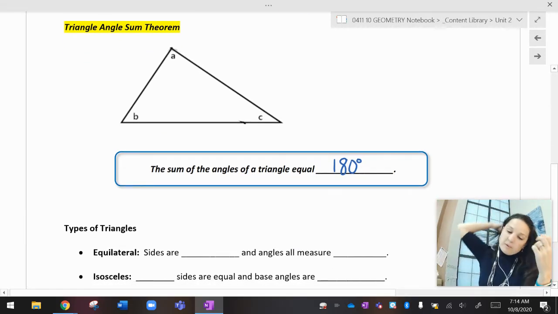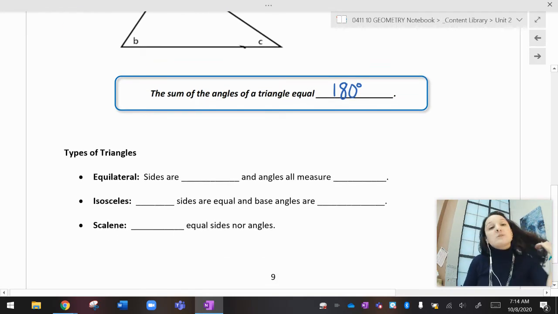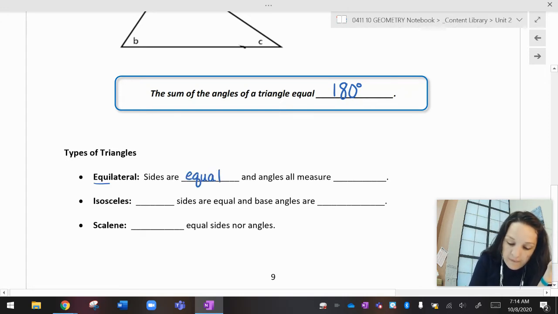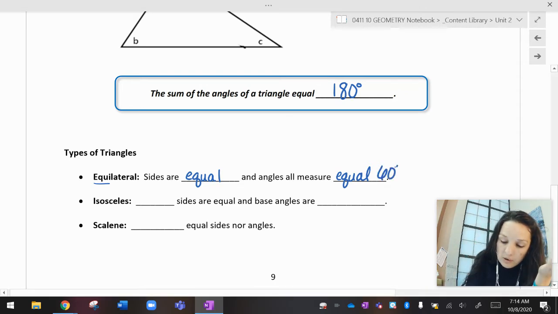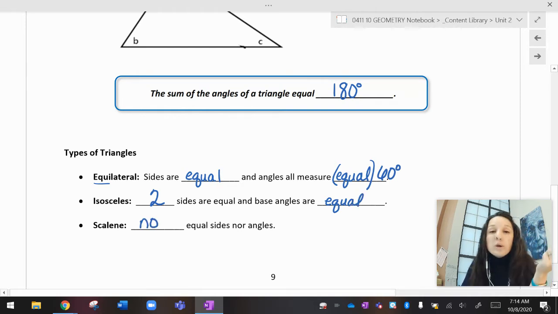So the sum of the angles of a triangle add up to 180. Now let's talk about some words from triangles. An equilateral triangle has the word equal right in it. The sides are all equal in length, and the angles are all equal. If there's 180 degrees in a triangle and all those angles are equal, 180 divided by 3 is 60 degrees. So those angles all measure 60 degrees. Isosceles triangles have 2 sides that are equal, and the base angles are equal as well. And a scalene triangle has no equal sides or angles.